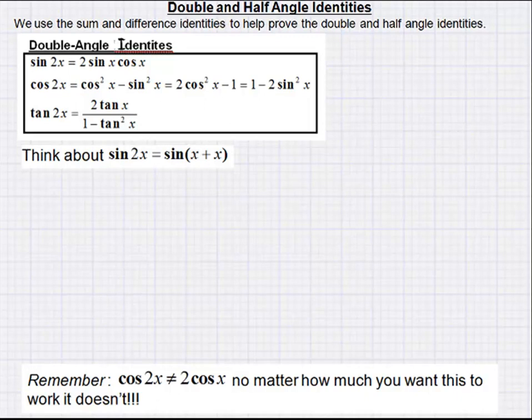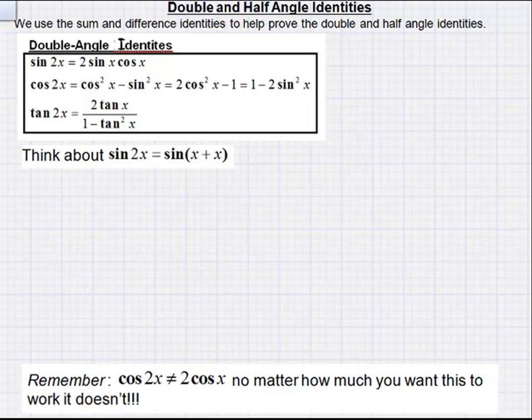In this lesson, we're going to learn about a couple more identities. In this case, we're going to learn about the double and the half angle identities. Now, the double and half angle identities are identities where you're taking the sine or the cosine or the tangent of twice an angle or half an angle, hence the name double or half angle identities.